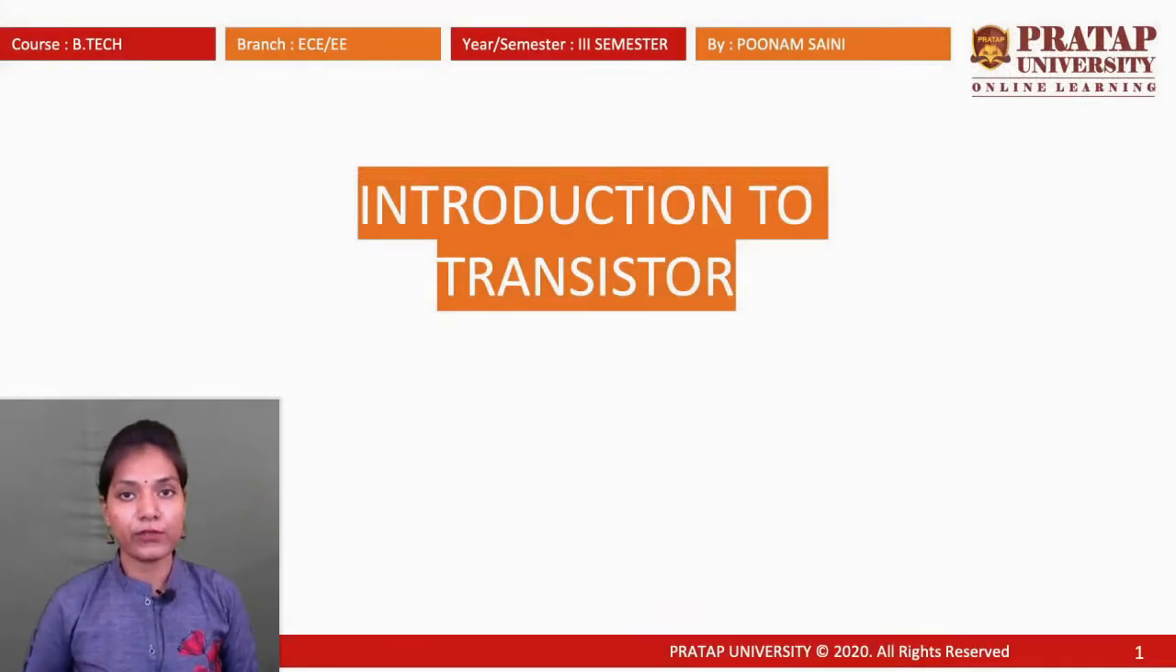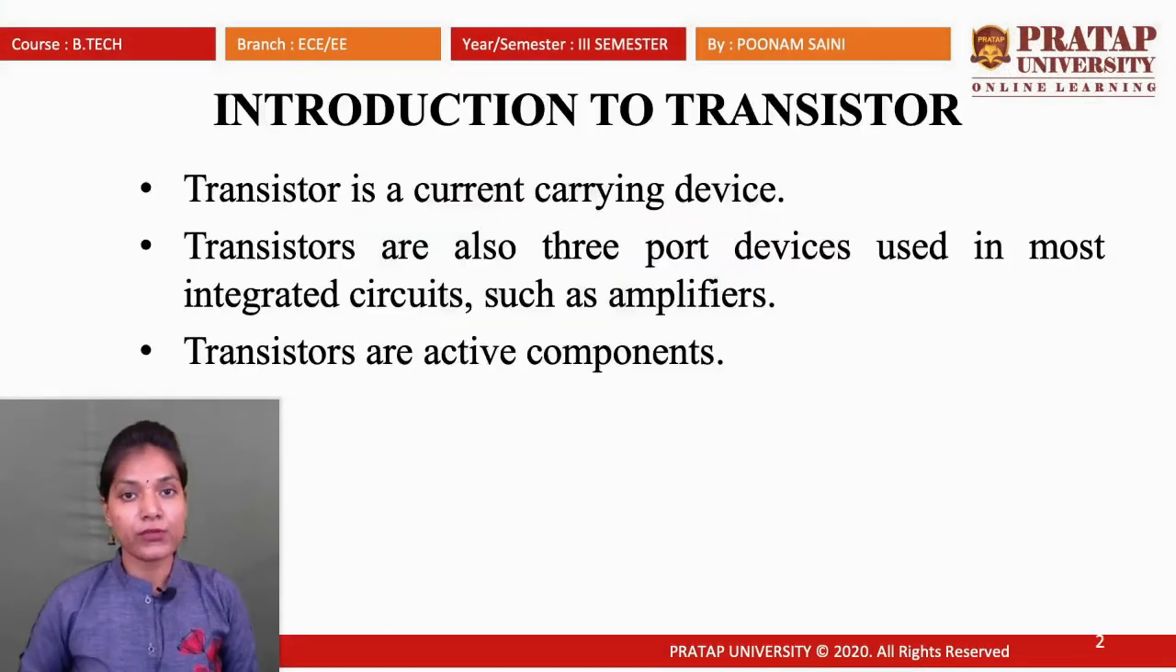Everyone, today we are going to discuss transistors. So first of all, what is a transistor? A transistor is a 3-terminal device having regions like emitter, base, and collector, and it is also a current carrying device. Transistors are basically used in amplifiers.